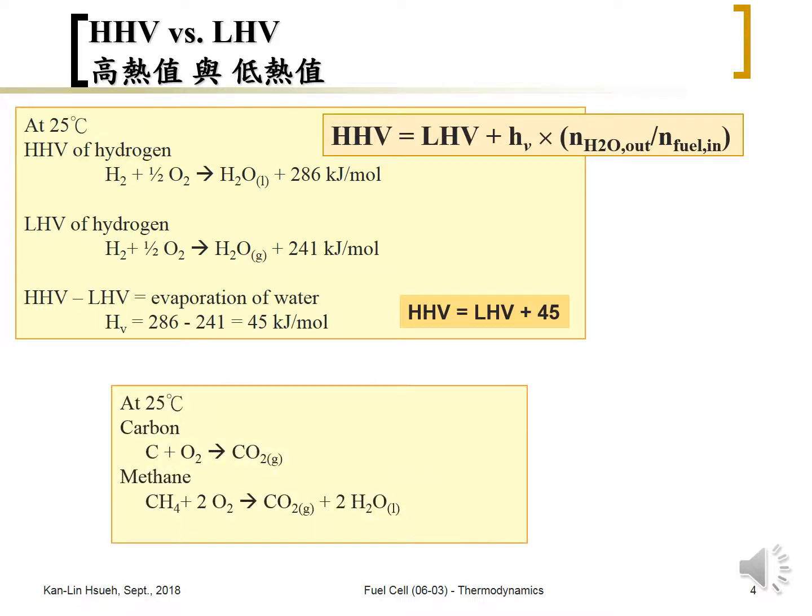In this case, we give an example. For carbon, there is no hydrogen in the carbon material. In the ideal case, burning it will generate only carbon dioxide, so there is no water, and n equals 0. Then the high heating value is equal to the low heating value. For methane, each mole of methane will generate 2 moles of water. So this will equal 2 multiplied by this. In this case, the high heating value of methane is much greater than the low heating value of methane.